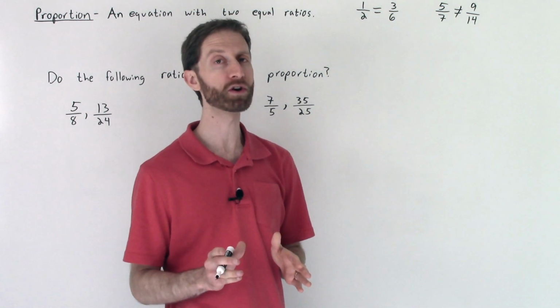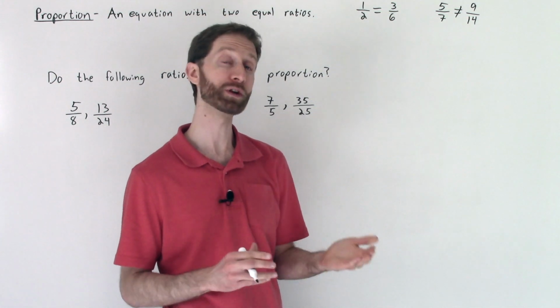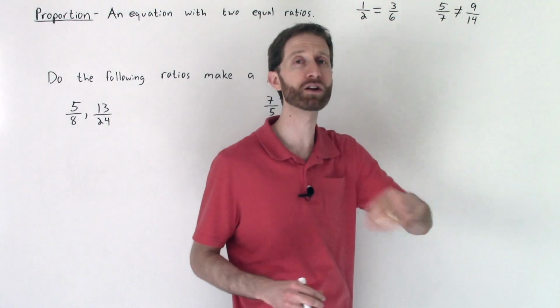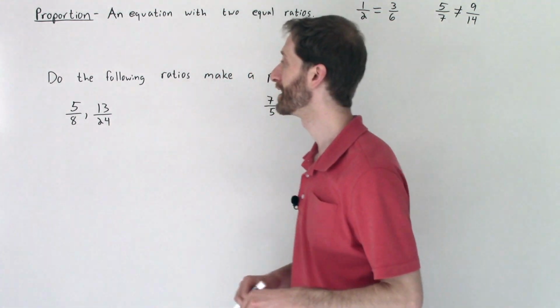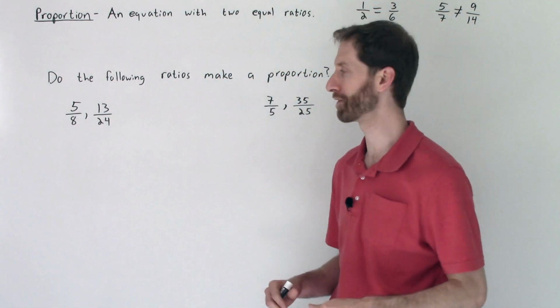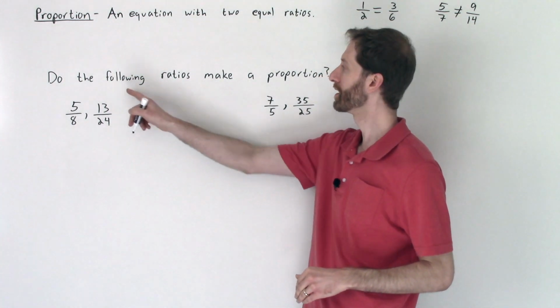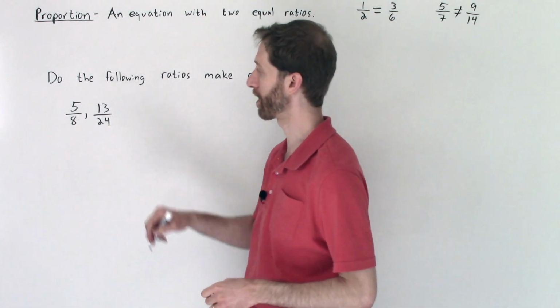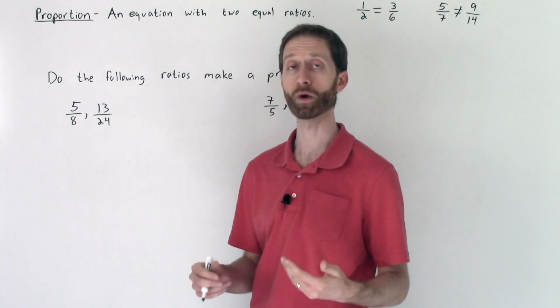I want to go a little more in depth into showing how we know if two ratios make a proportion or not. I just kind of skimmed over it here to give you the definition of a proportion. Now into the nitty-gritty of showing if two ratios make a proportion. So this says, do the following ratios make a proportion? So let's look at this first pair, 5/8 and 13/24.